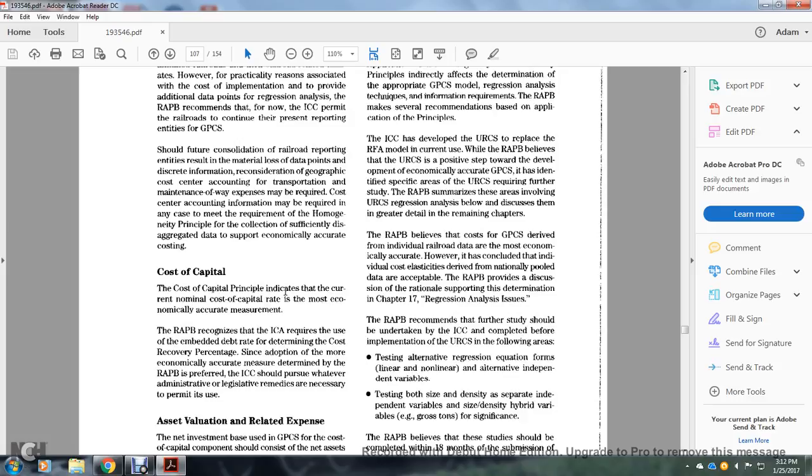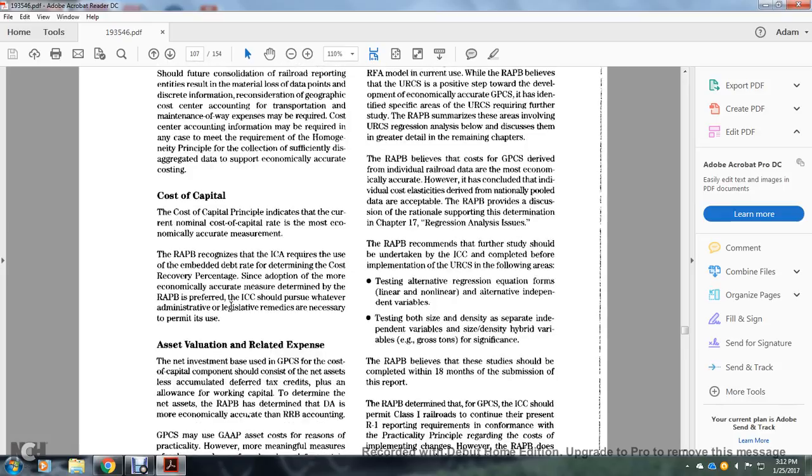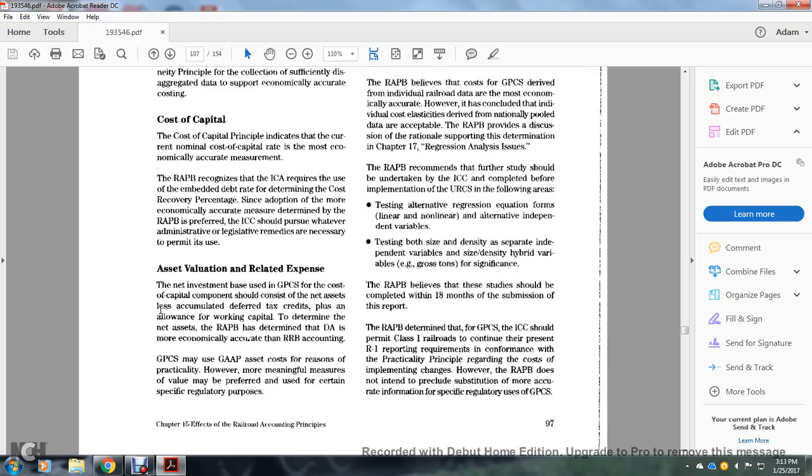The cost of capital principle indicates that the current nominal cost of capital rate gives the most economically accurate measurements. The Railroad Accounting Principles Board recognized that the Interstate Commerce Act requires the use of an embedded rate determination for the cost recovery percentage. Since the adoption of the economically accurate measure determined by the Board, it defers to the Interstate Commerce Commission to pursue whether administrative or legislative remedies are necessary to permit its use.